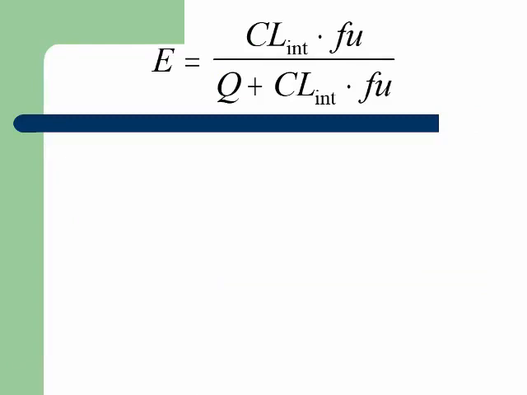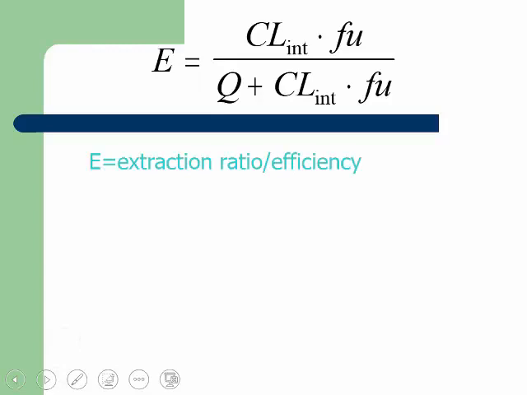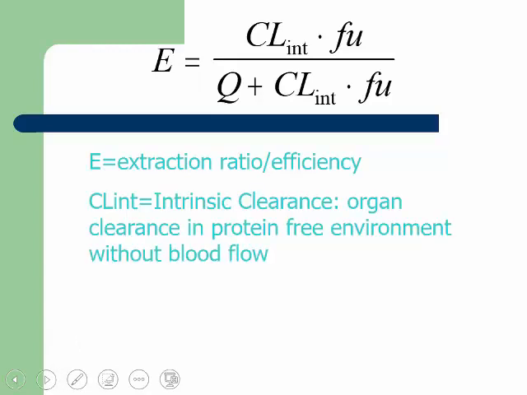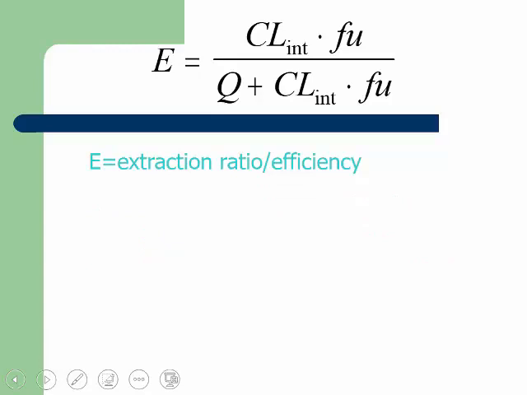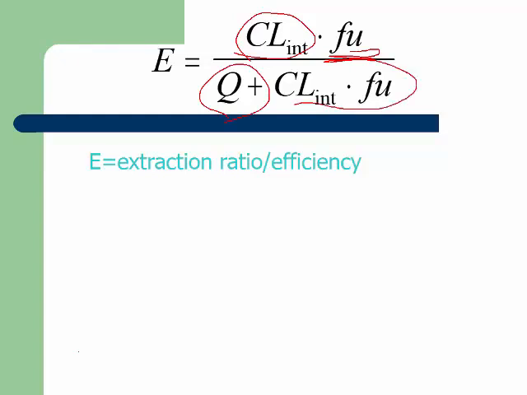We are going to assume that the extraction ratio is equal to this equation here, where the extraction ratio is equal to the intrinsic clearance times the fraction unbound of the drug, all over the blood flow to the organ plus the intrinsic clearance times the fraction unbound.